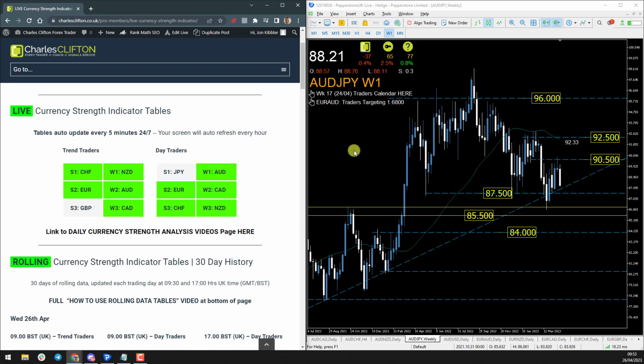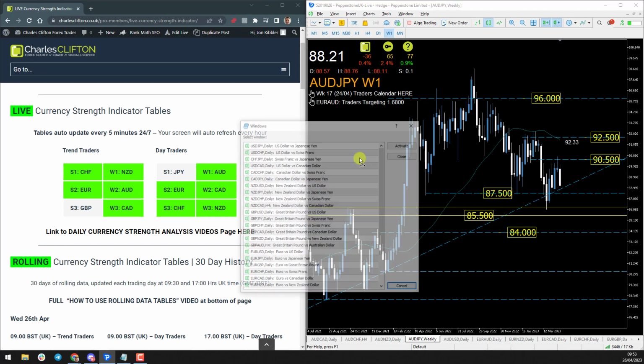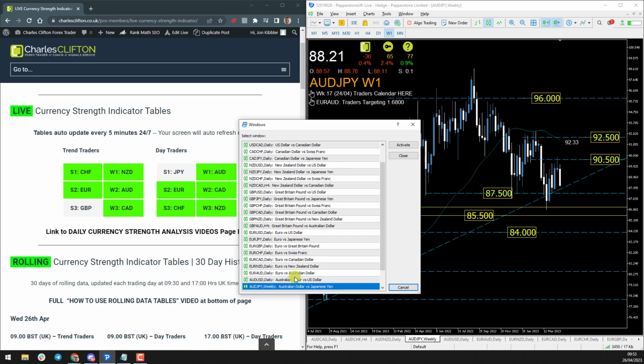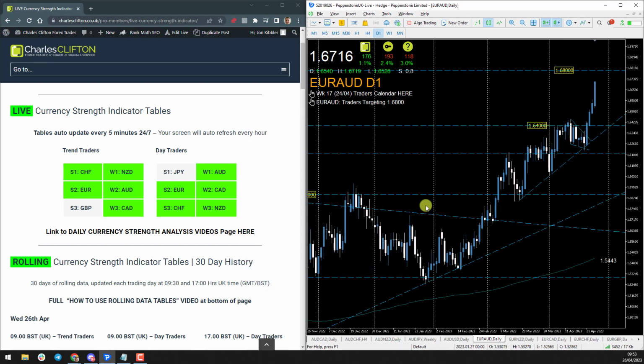you can see that I've split the screens in two here because I really want to show you that we use these tables every single day in our analysis, in our trading, more importantly. I'm going to start off actually on Euro Aussie because I want to really show you how you can use these tables from day to day to be able to find these trading opportunities.